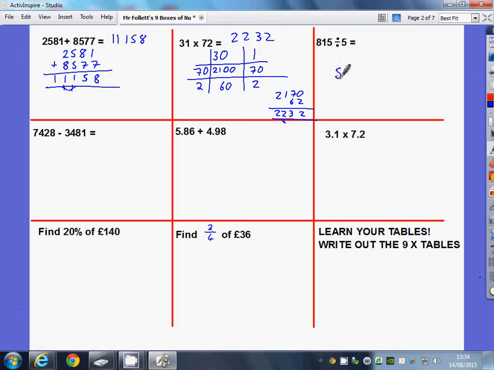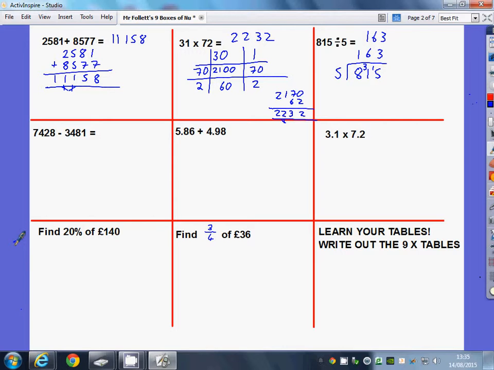Okay, number 3 is a division. As always, as soon as you see it, we know we're using the bus stop method. How many 5s go into 8? Well, 1 with 3 left over. How many 5s go into 31? 6 with 1 left. How many 5s go into 15? 3. So the answer is 163.